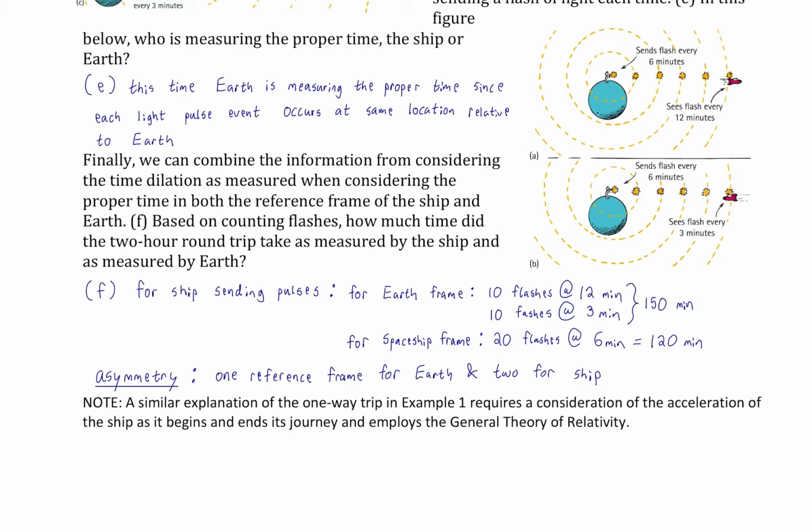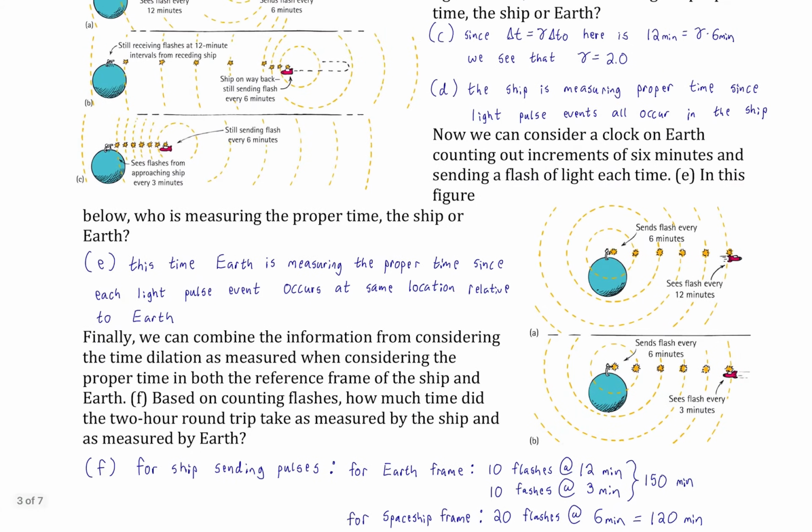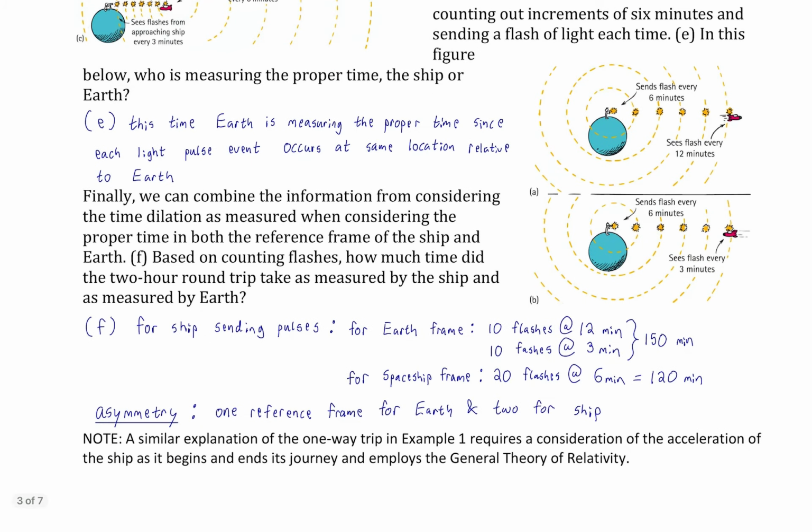Well, a similar explanation for the one-way trip, as in example 1, requires a consideration of the acceleration initially to speed up to that high speed and then to slow back down when you get there. So there still is acceleration, even if there isn't a turnaround acceleration, okay? Even if there's effectively only one inertial reference frame during most of the journey, there's still that initial speed up and slow down.